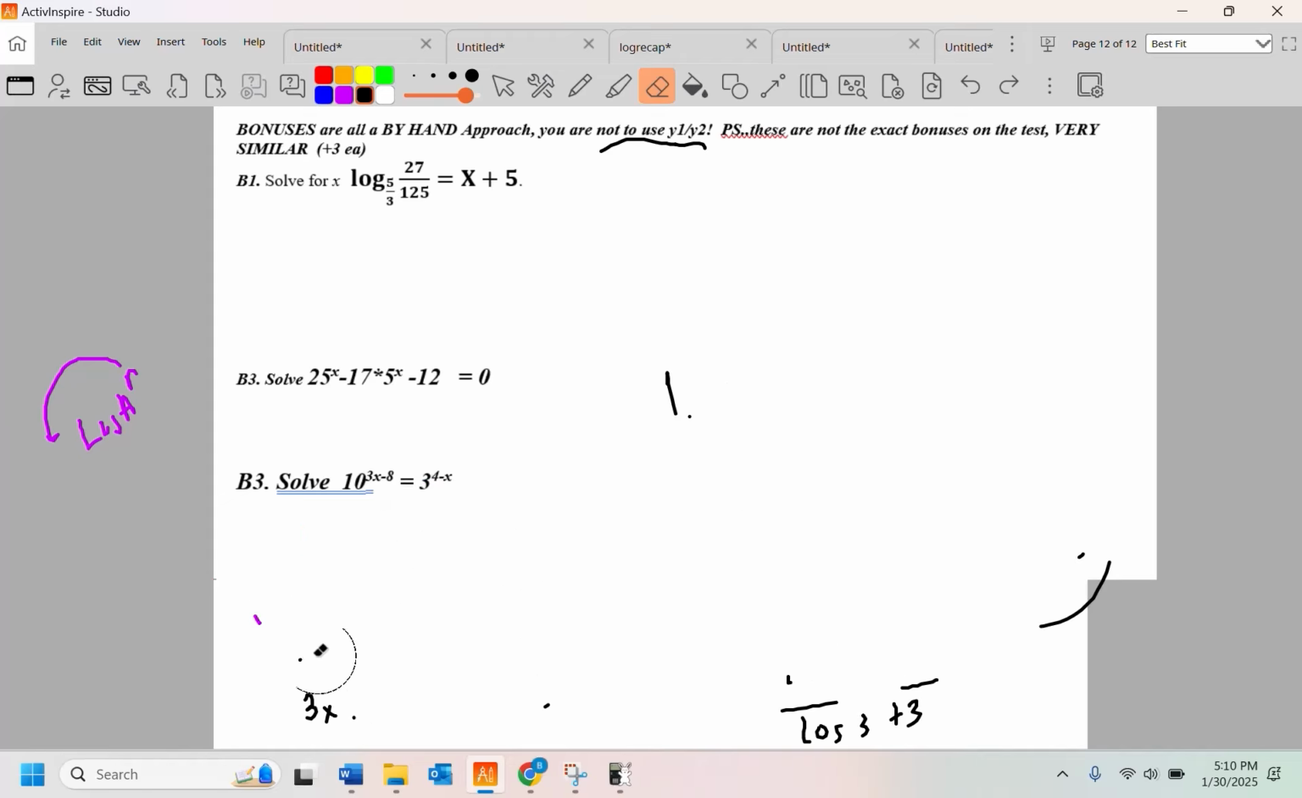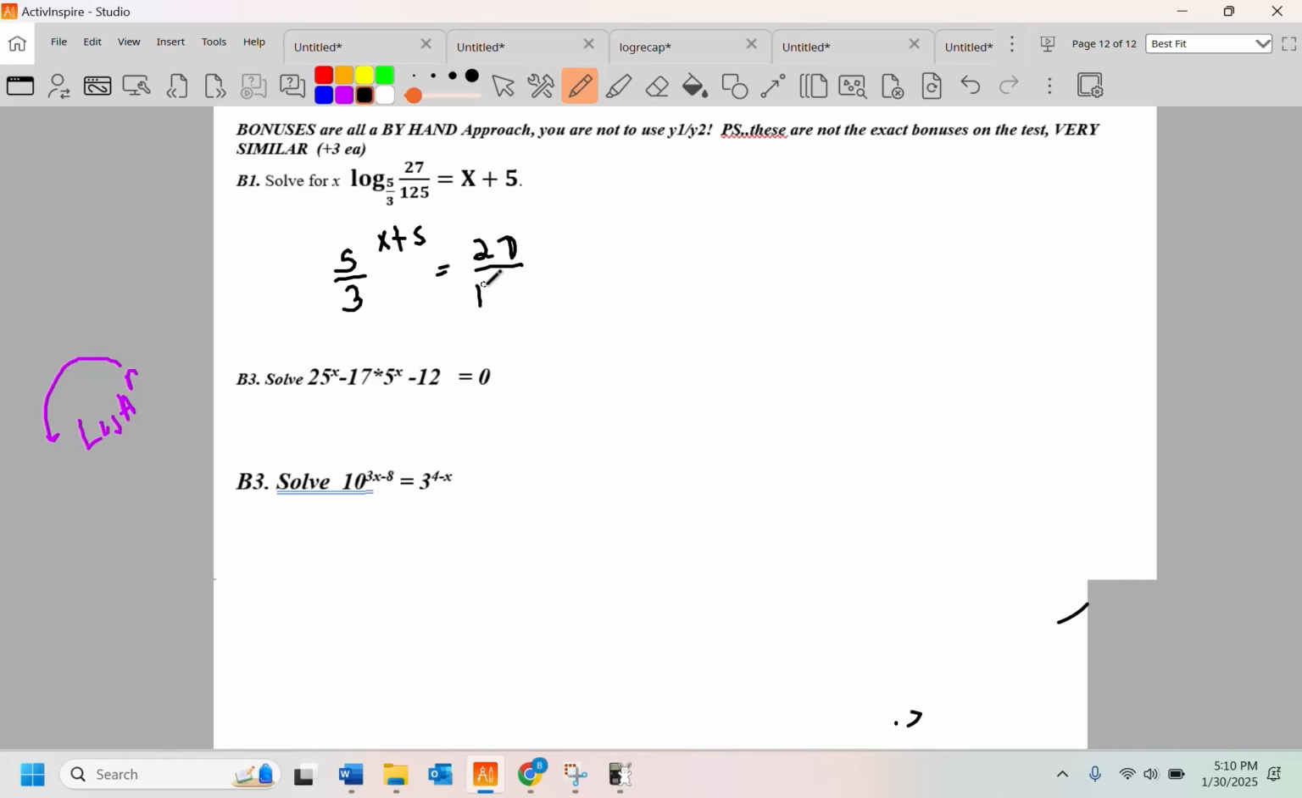Solve this one. And again, these are meant to be done by hand. So they're not as bad as they think, but it all depends on the kid and if they have any number sense whatsoever. This thing is ready to become an exponential. It's 5/3 raised to the x plus 5 equals 27/125. What a weird thing.